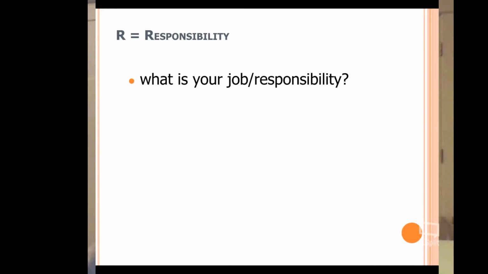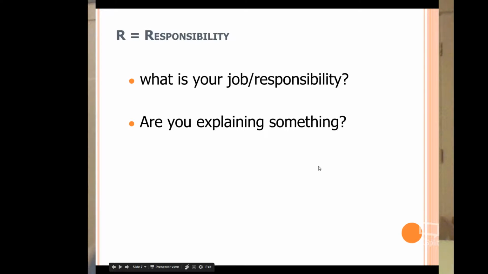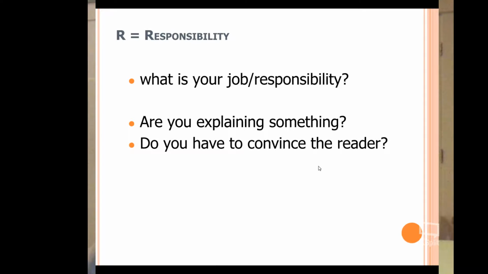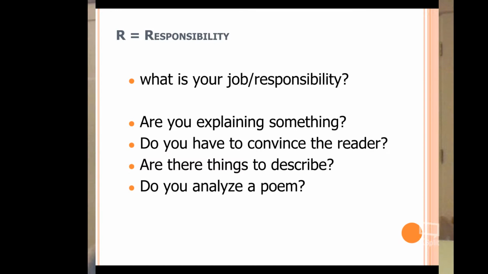Okay, R stands for responsibility. What is your job or responsibility in this paper? Are you explaining something? Do you have to convince the reader of something? Are there things to describe? Do you analyze a poem? Do you write a letter?